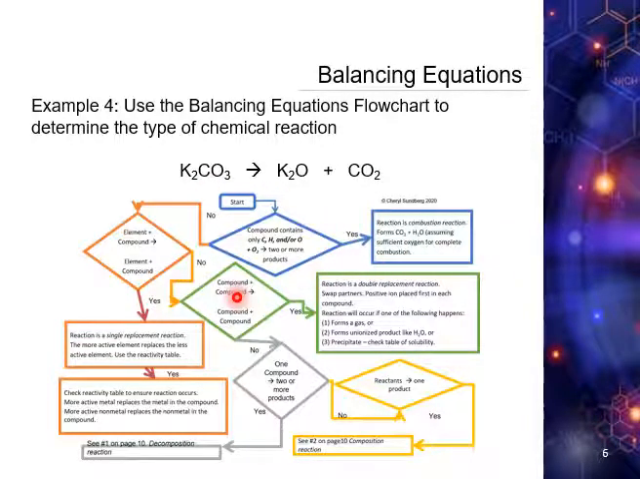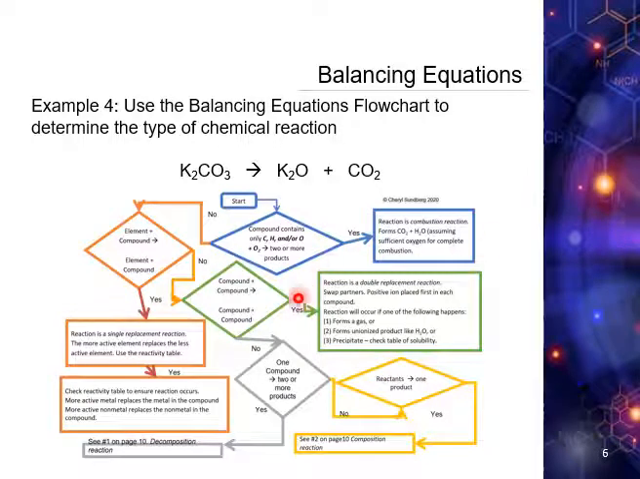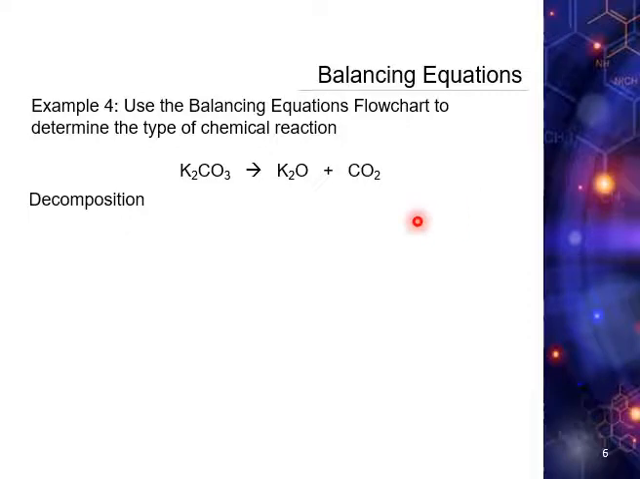I go to the next decision. Do I have a compound plus a compound yields a compound plus a compound? No, I do not have a plus sign on the left side of the equation. So I'm at this point in the table. Do I have one compound yields and then I have a plus sign on the right? Yes. I do not have a plus sign on the left. So yes. This is a decomposition. And you can tell it's a decomposition because there is no plus sign on the left side of the equation.